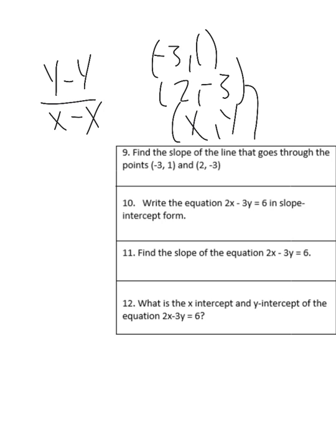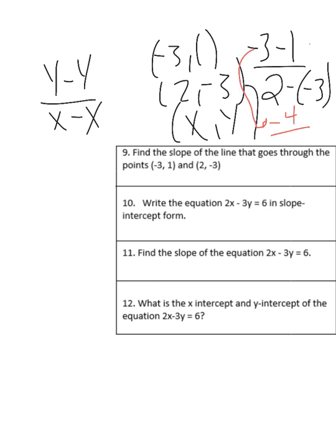So this is going to be negative 3 minus 1 over 2 minus negative 3. And you got to be careful with those double negatives there. So negative 3 minus 1, that's going to give us, write our answer here, negative 4, that's this part. Sorry that it's a little sloppy here. And then 2 minus negative 3, that would give me a positive 5. So the slope of a line that goes through that is negative 4 fifths or negative 4 over 5.